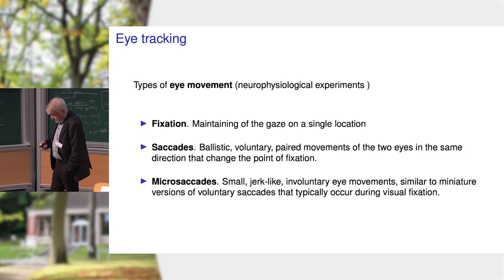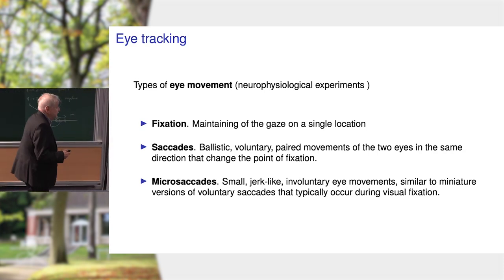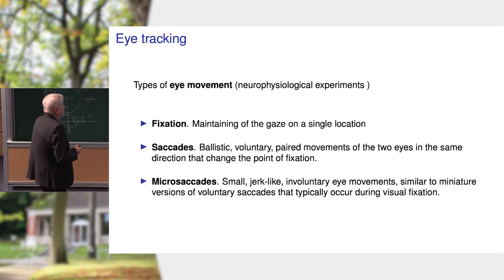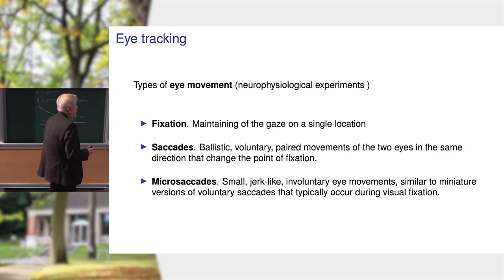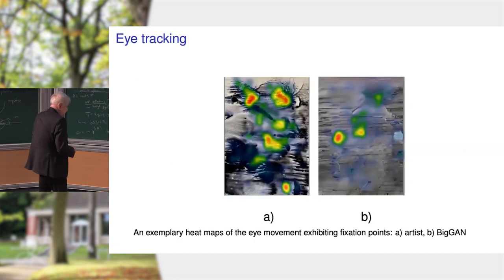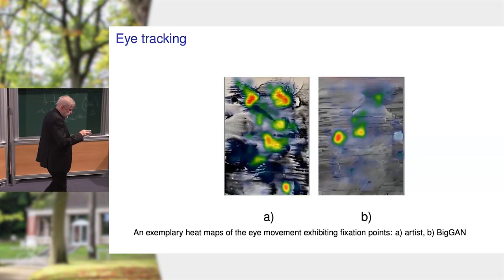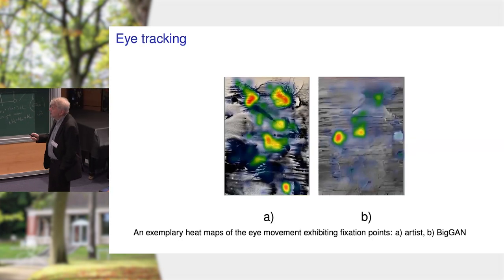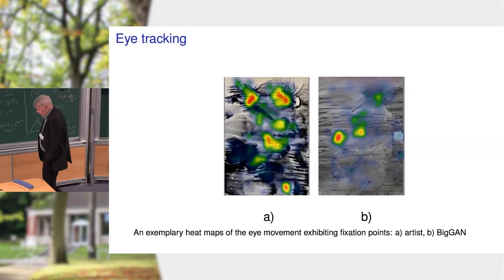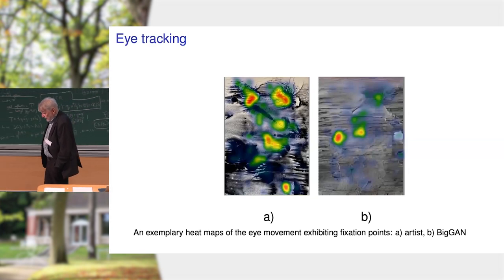So you can make some statistics. You can look at the distribution of this in the space and so on. What is really a fixation? Maintaining the gaze on a single location is a fixation. A saccade is a ballistic paired movement: two eyes at the same time move in the same direction, and you change the point of fixation. You can visualize the results by making such heat maps. The simple description is the time of focus, which is simply the average time of fixing at particular areas of the pictures.